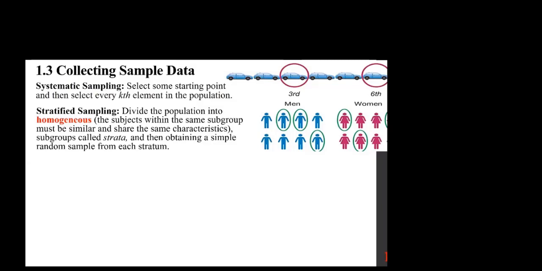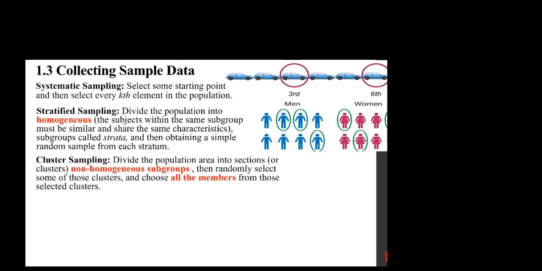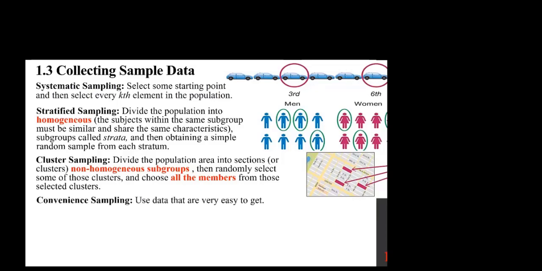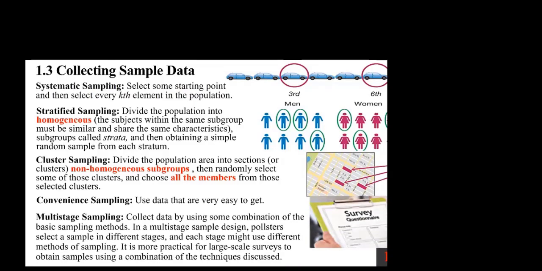So take a look at the way this is done versus cluster sampling. Divide the population area into sections or clusters, non-homogeneous subgroups, then randomly select some of those clusters and choose all the members from those selected clusters. So stratified sampling, you pick a few from each group. They are different. With cluster, you pick a specific cluster or maybe a few of them, and you pick all of the subjects. Convenient sampling, obviously, is when you go with the easy method, such as a survey.